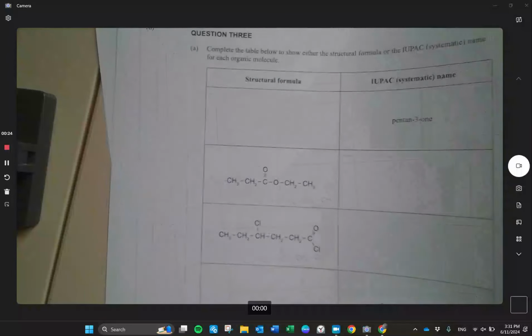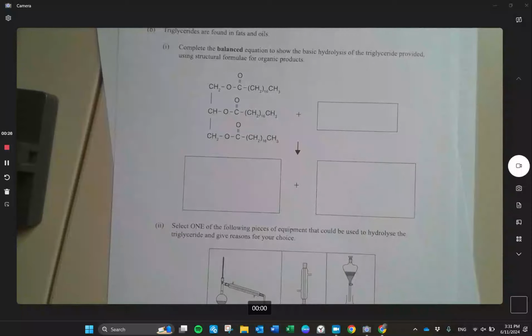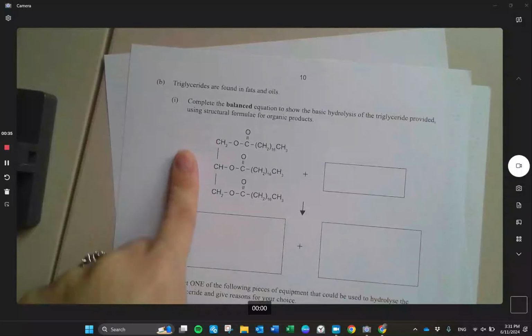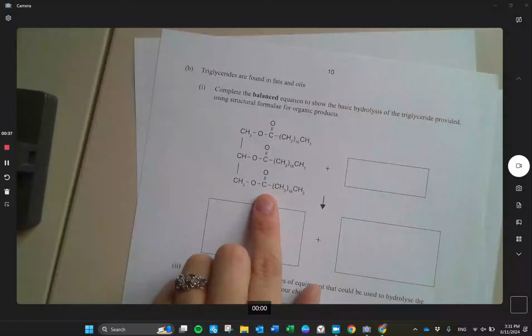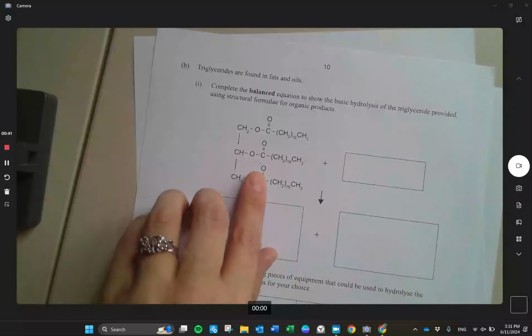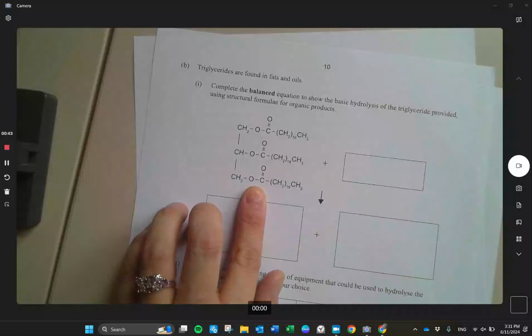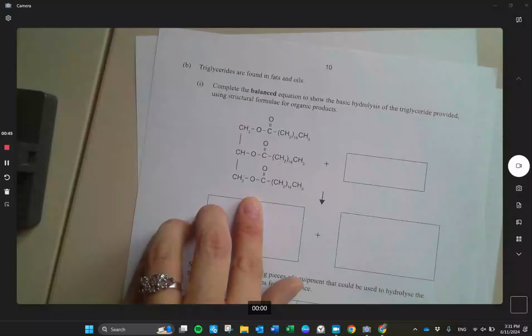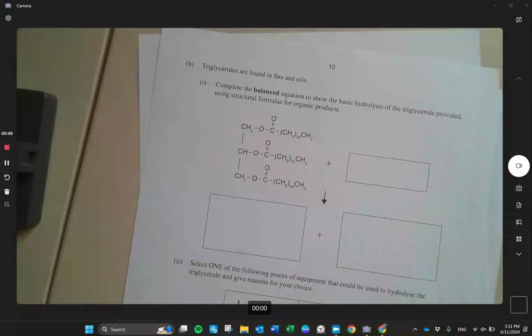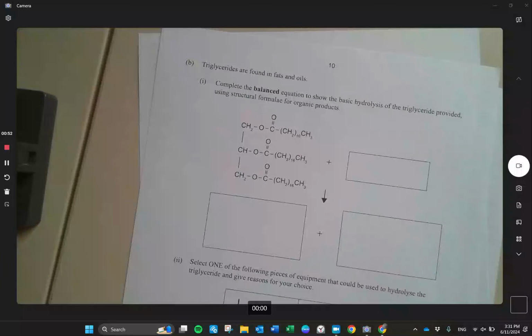All right. This next question here is a little bit more challenging. This is the triglyceride, which is the one that Aha was complaining about. But you see here that it's exactly the same as stuff we've been seeing before because it's ester, ester, and ester. So what we're trying to do is break up our esters into the alcohol and the carboxylic acid.